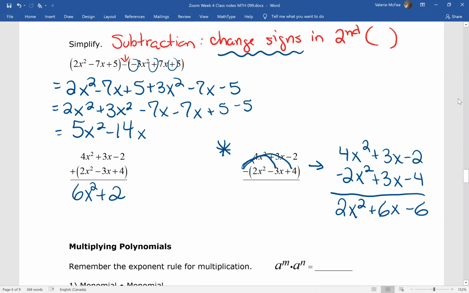Let's look at this again, because when we're doing long division, we're not going to want to rewrite things. We don't have space for that. So we want to just think about what's happening. 4x squared minus 2x squared is 2x squared. 3x subtract negative 3x. That subtract negative, that's plus. So 3x plus 3x. Negative 2 minus positive 4, that's just going to be minus 4. Negative 2 minus 4 is negative 6.